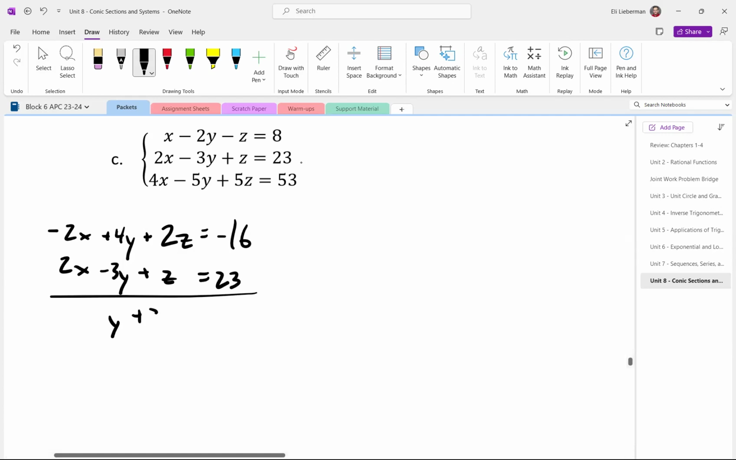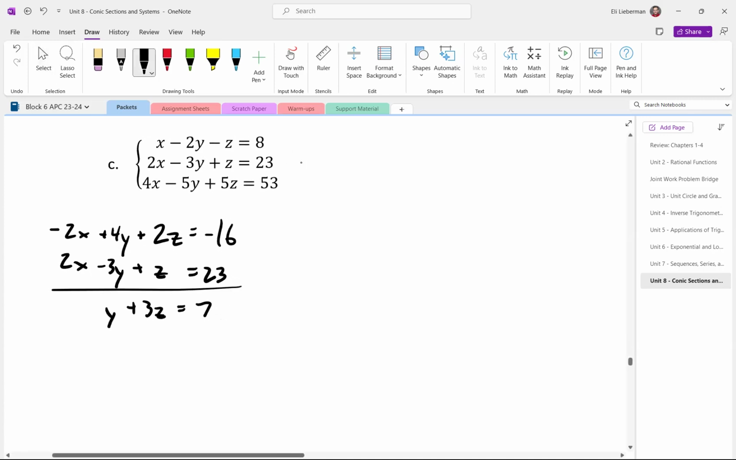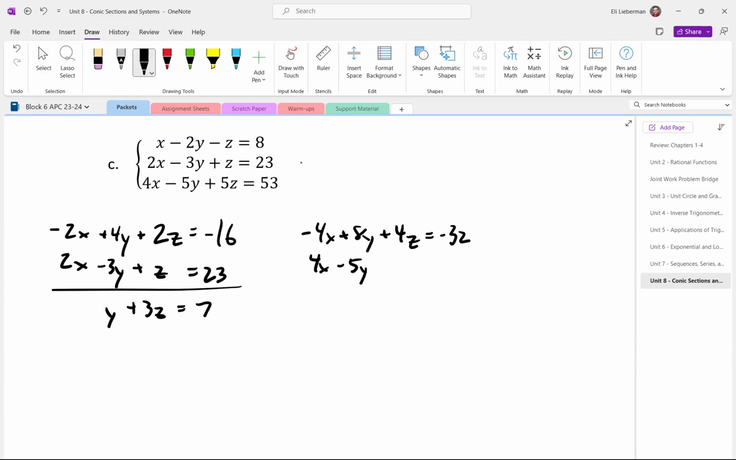So we have y plus 3z equals 7, is that right? Yeah, that's right. Now I'm going to use the first equation and the third equation to eliminate the x's. Let's multiply the first one by -4. Be careful here, one little error could lead to disaster. So pray that you don't make an error.